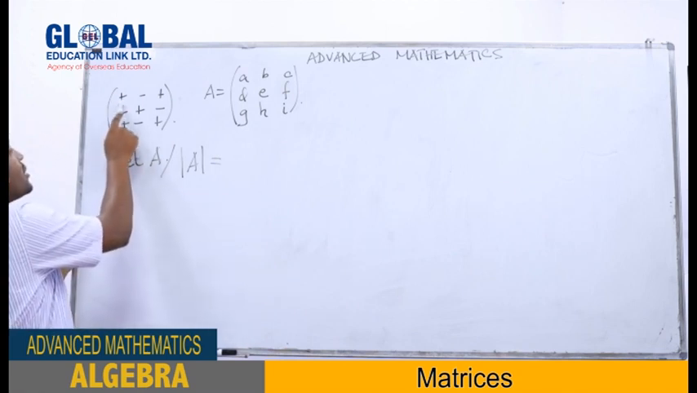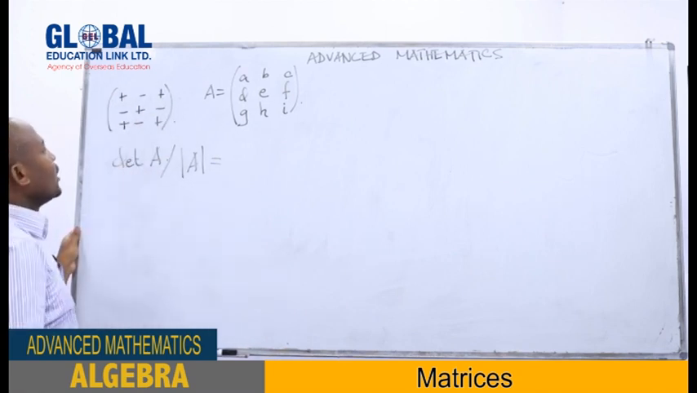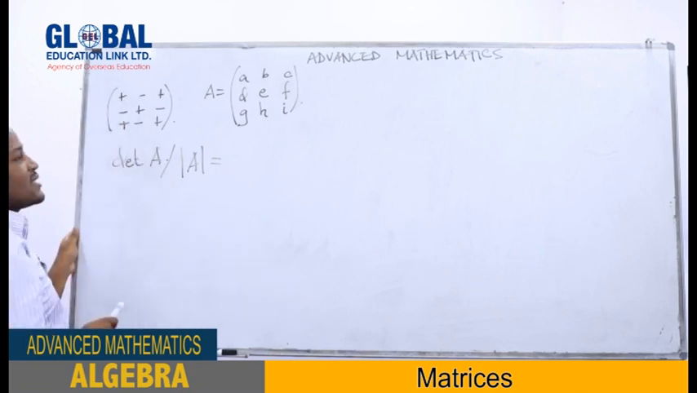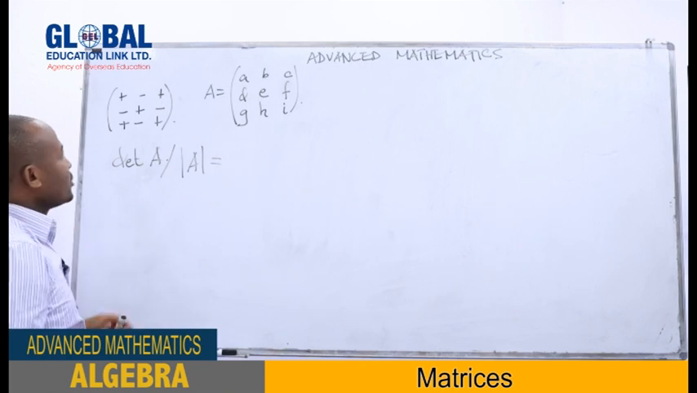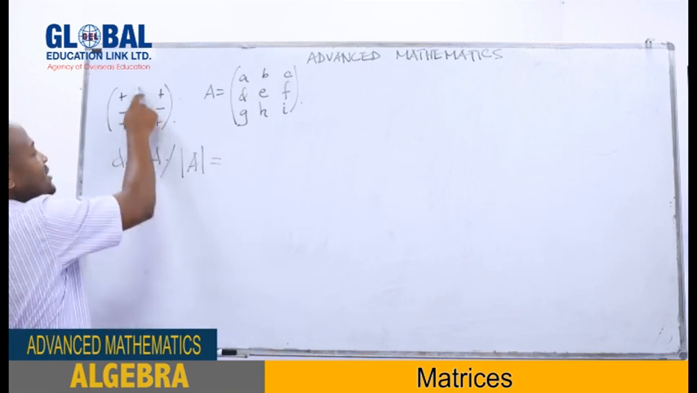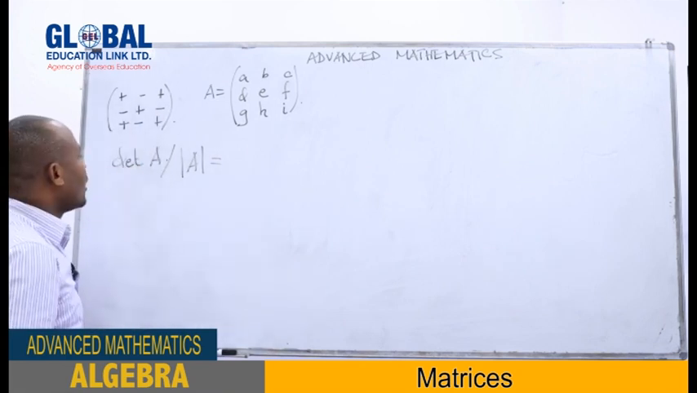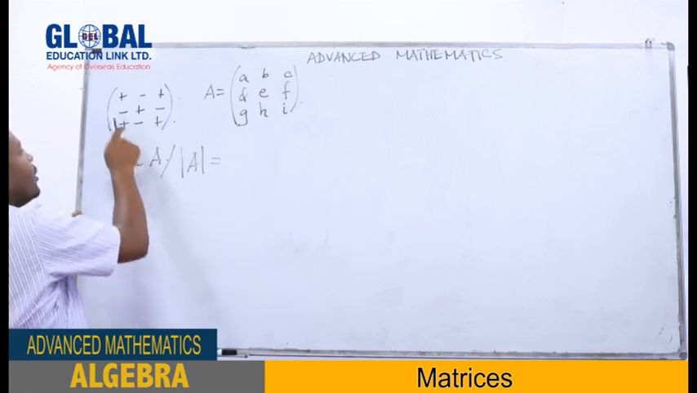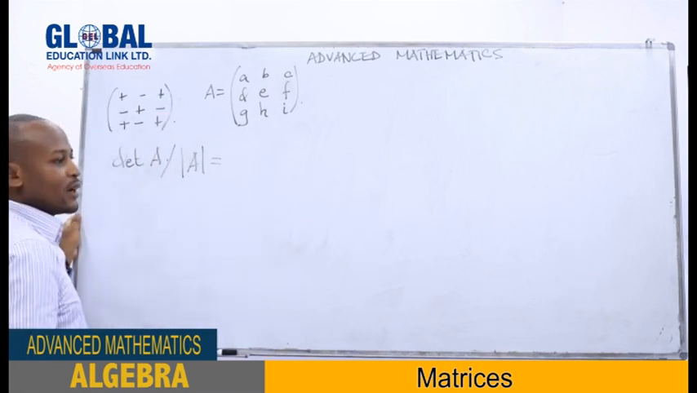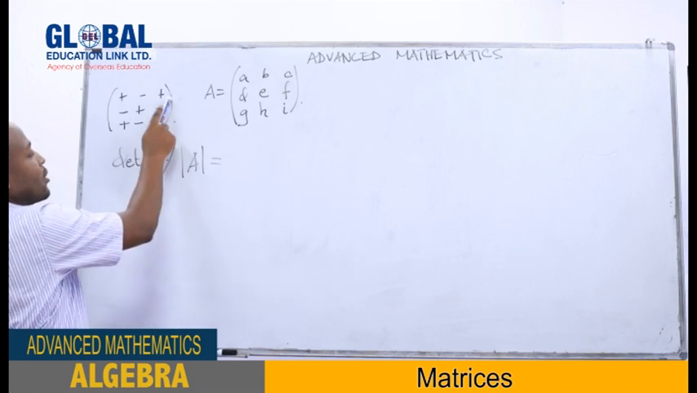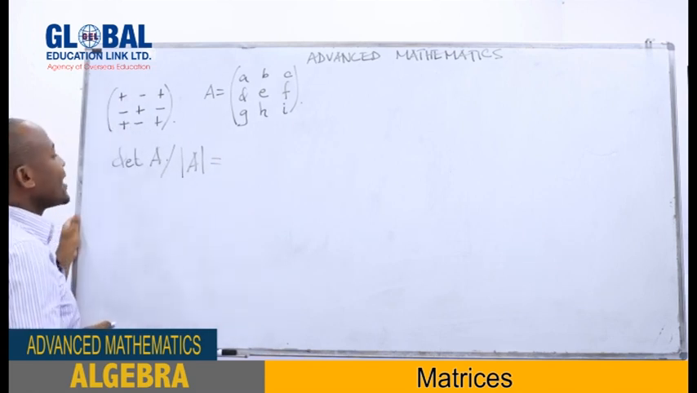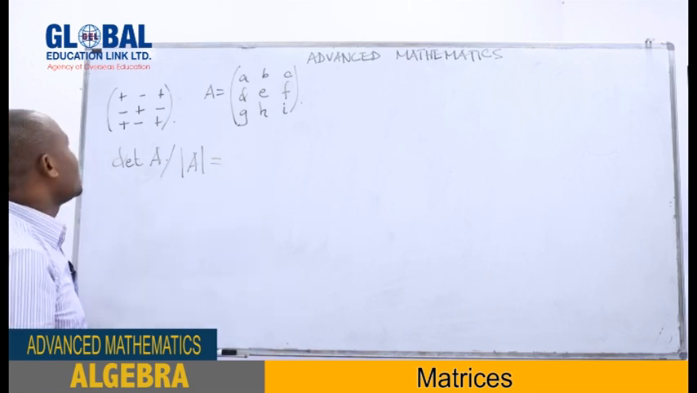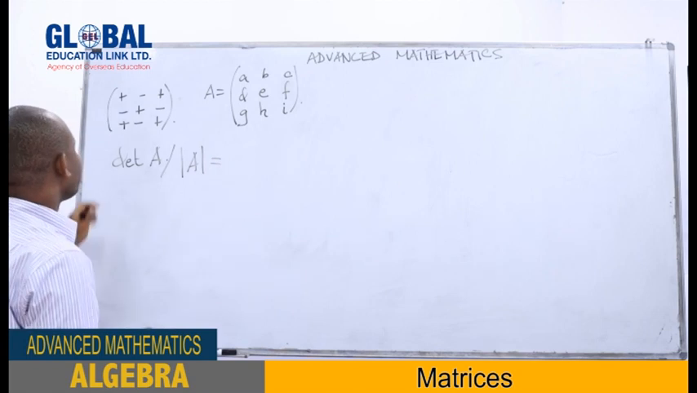You can choose those signs, or you can use them diagonally. You just select one pattern. And remember, if you choose a row, use the row entirely, and if you use a column, use that column entirely while you find the determinant. We shall see that when we do some examples later.